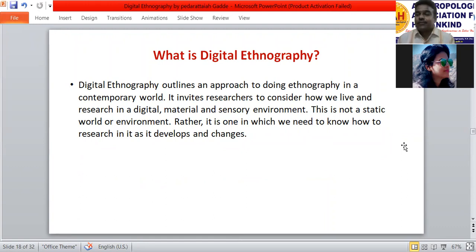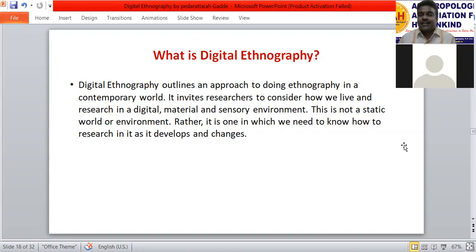What is digital ethnography? Digital ethnography outlines an approach to doing ethnography in a contemporary world. It invites researchers to consider how we live and research in a digital, material, and sensory environment.